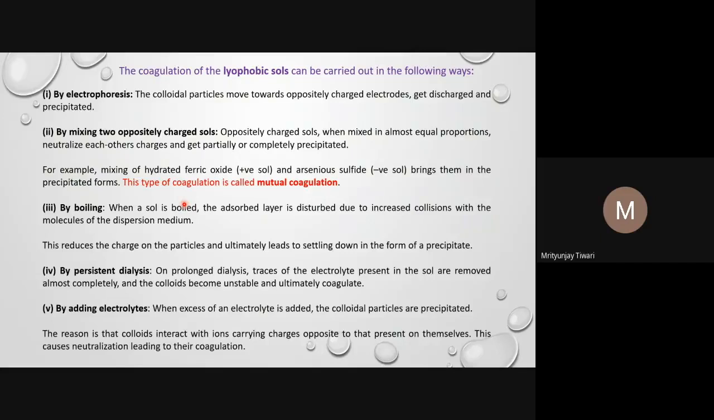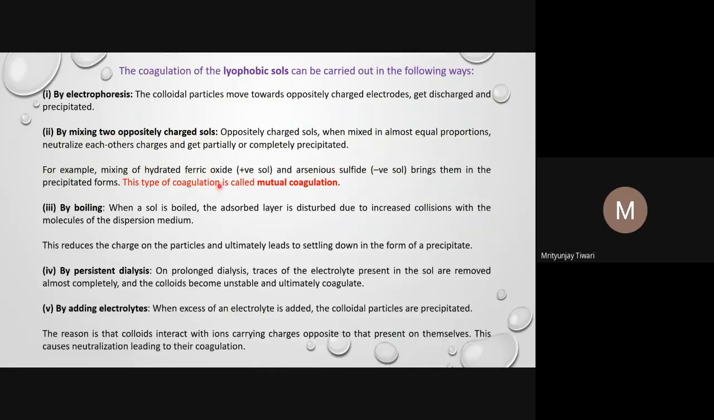Because if two oppositely charged salts are mixed together in almost equal proportions, they neutralize each other. So they will neutralize each other's charges and get partially or completely precipitated. And when they get partially or completely precipitated, that is what coagulation is.